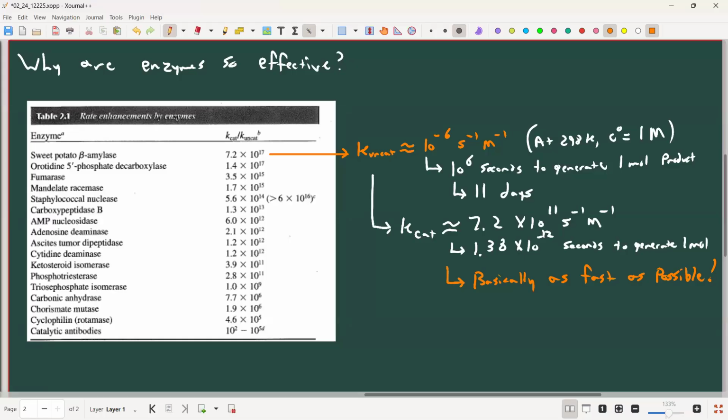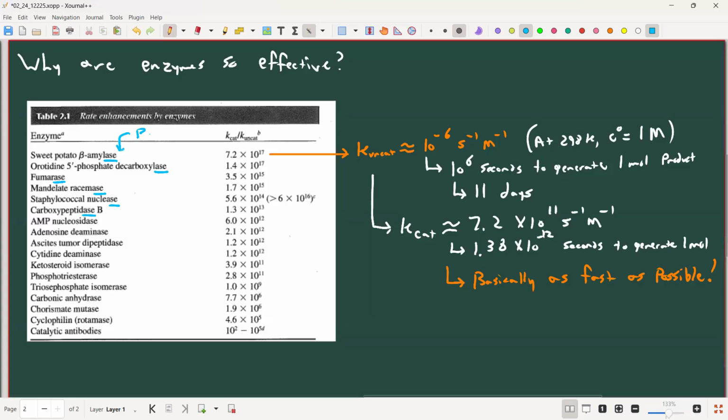What I want to look at in particular, if you look at these different enzymes, they all have different names, and enzymes are named after the thing that they do. So the top one, the fastest one, is the sweet potato beta amylase. That's an enzyme that does a specific cleaving function in the sweet potato. And in particular, if you ever see an enzyme that ends with ASE, you'll see these all end with ASE. These are a specific class of enzymes. These do a bond cleavage. They break molecules down. They're recyclers.